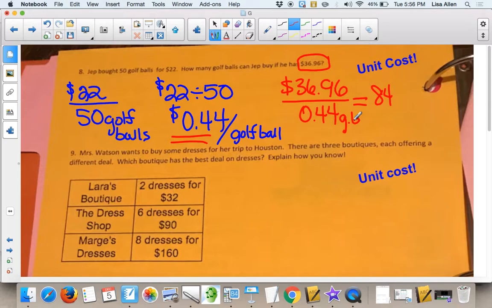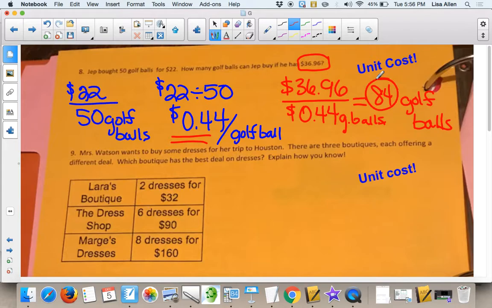There's something that doesn't set right with me with this. 84 golf balls. Oh, here, I didn't put my units on. So it's 44 cents per golf ball. So you end up, you're able to buy 84 golf balls total.